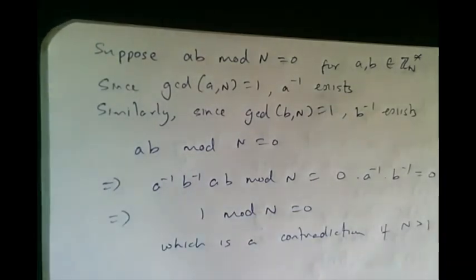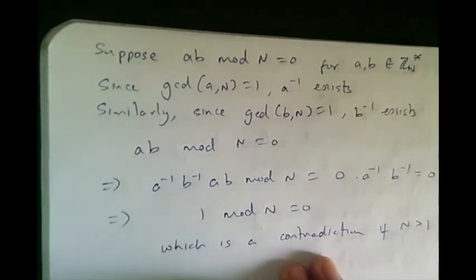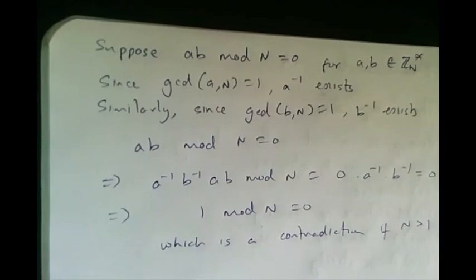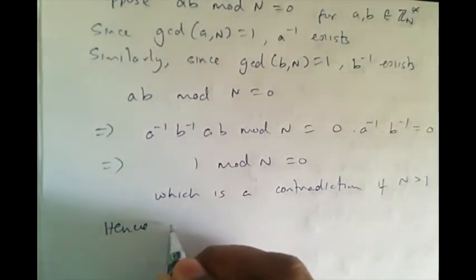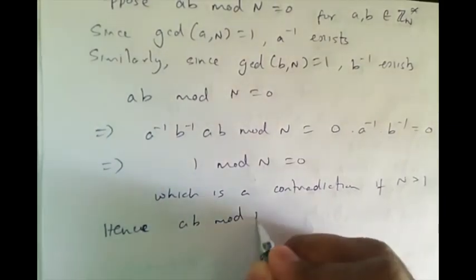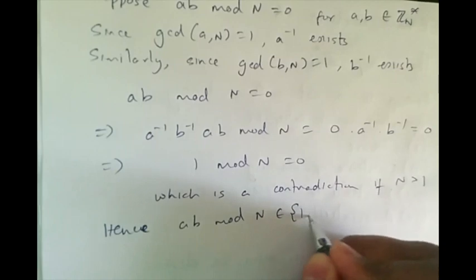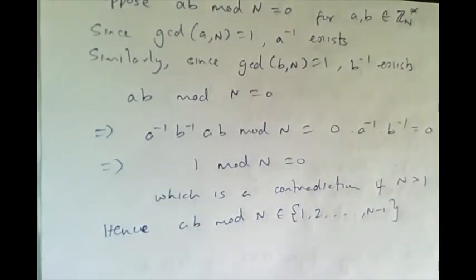But this is 1 mod n is 0, which is a contradiction if n is greater than 1. Okay, so AB mod n cannot be 0, and since it's a remainder, it has to be from 1 to n minus 1. So what we have shown so far is AB mod n belongs to 1 to n minus 1.